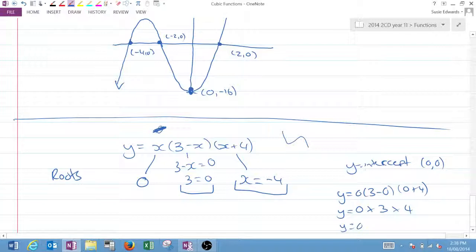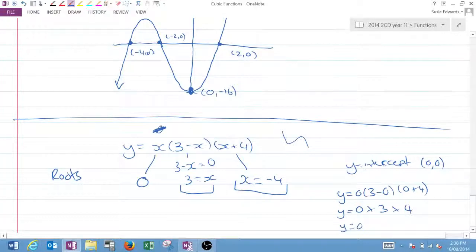Josh? Yes. Thank you. Jesse? Yeah. You still have to find all the other roots because the line still goes through those roots, but you don't need to find the y-intercept because you know that straight away.